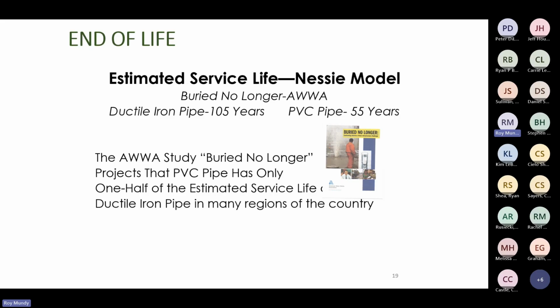But in that report, they have charts that list estimated service life of various materials in various parts of the country at various diameters of pipe. And with that, specifically in Michigan, if you look at the chart, as you can see on the screen, ductile iron pipe is estimated to last 105 years, pretty much across the country, whether it's in Michigan or other places. PVC pipe is estimated in the report to last 55 years.